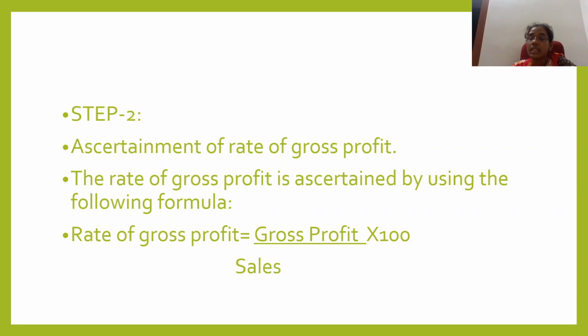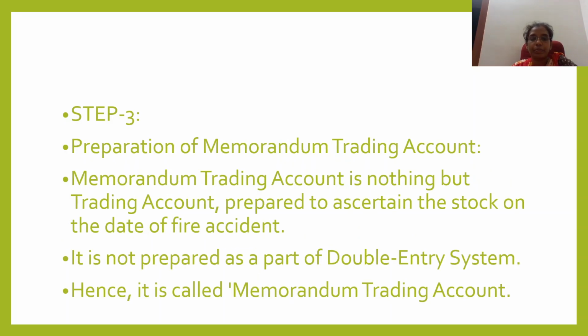Next is the ascertainment of gross profit. How do we ascertain the gross profit? With the following formula: rate of gross profit is equal to gross profit divided by sales, into 100. This is the formula to ascertain the rate of gross profit. Third step, we prepare the memorandum trading account. This memorandum trading account would be prepared up to the date of fire, before the end of the financial year.